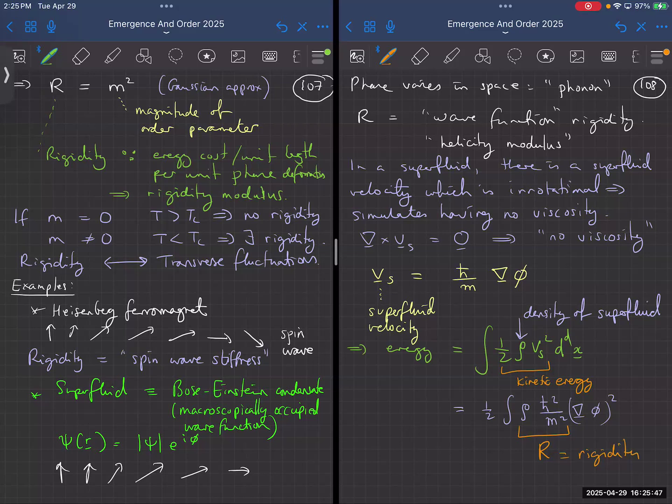You can think of this quantity as the rigidity. The density of superfluid is a modulus, and it's called the helicity modulus because it tells you about how you can make changes of the phase of the wave function. You can think of that as being some helical structure in space, and so it's called helicity. So the superfluid density is actually a modulus.